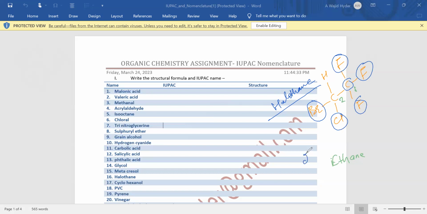2-bromo, how will you write it? 2-bromo, because B comes first. Then C: 2-bromo, 2-chloro, then 1,1,1-trifluoro. Keep trifluoroethane. Is this all okay?